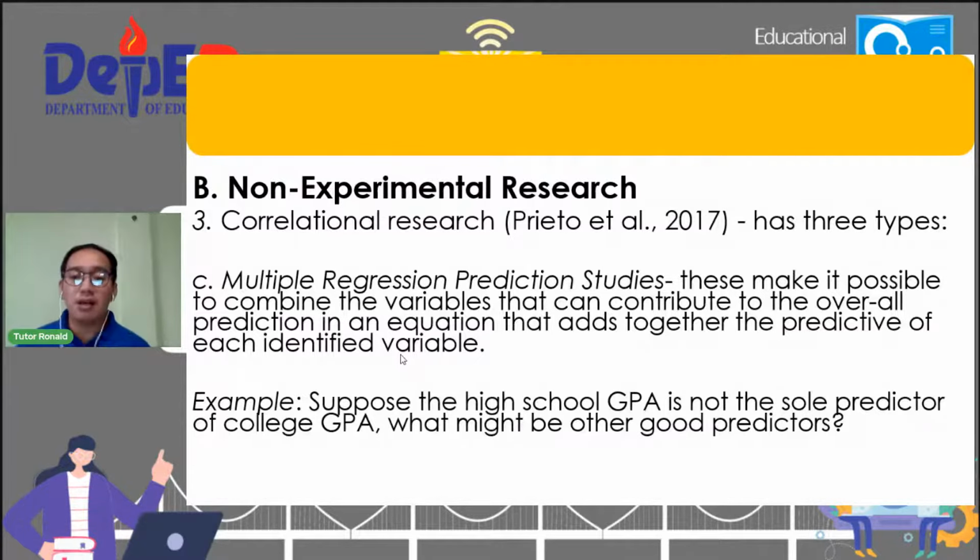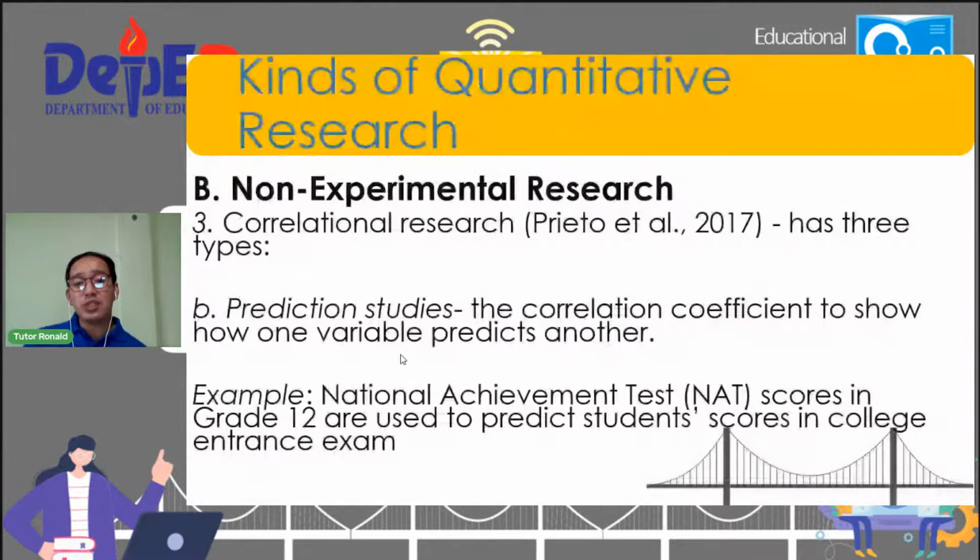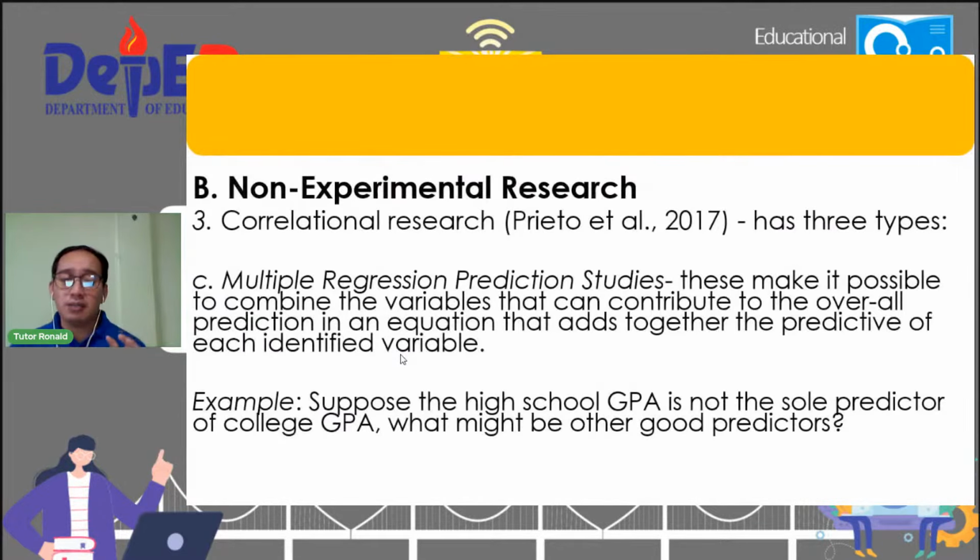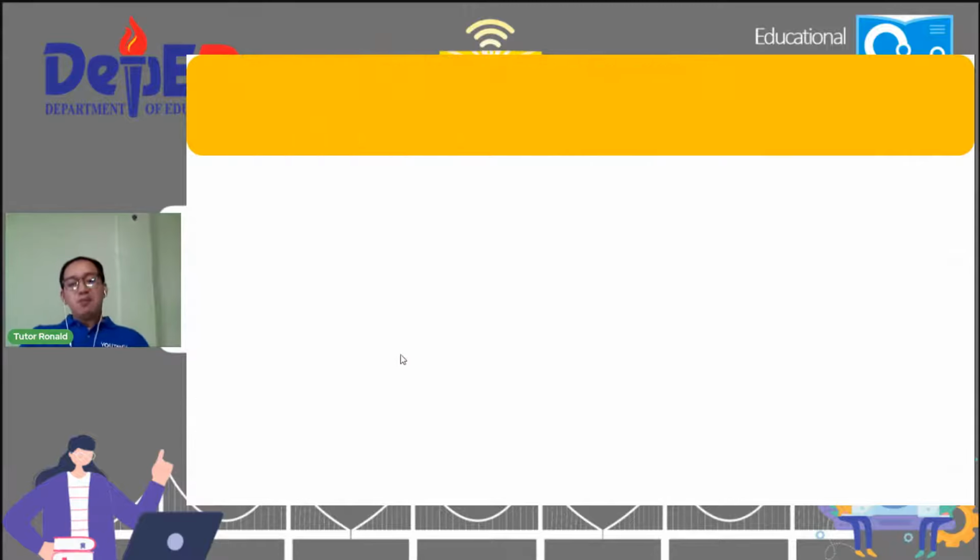For example, kanina, if we want to predict the college entrance exams of grade 12 students, we will study their scores. However, there's a possible question that GPA lang ba talaga ang sole predictor ng college entrance exam? So, maaring meron pang ibang good predictor. So, pwede po yung pag-aralan sa isang multiple regression prediction study. Okay?